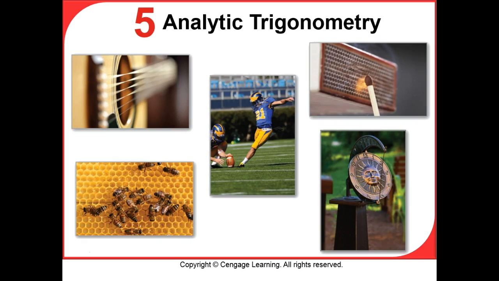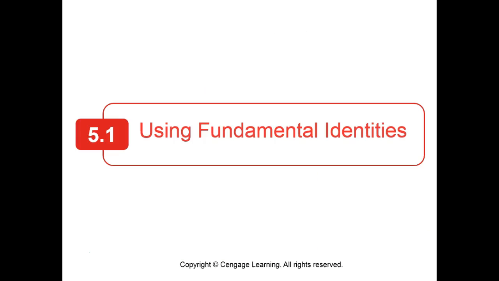We are starting chapter 5, which is analytic trigonometry, okay? In this, there's 5 sections, so we'll have a test at the end of section 5. And 5.1 starts with using fundamental identities, okay? Now, if you think back, we have talked about these identities, and just want a quick refresh, okay?